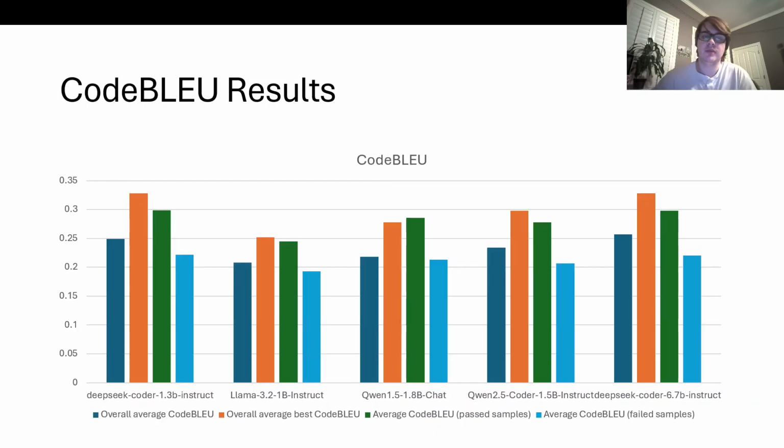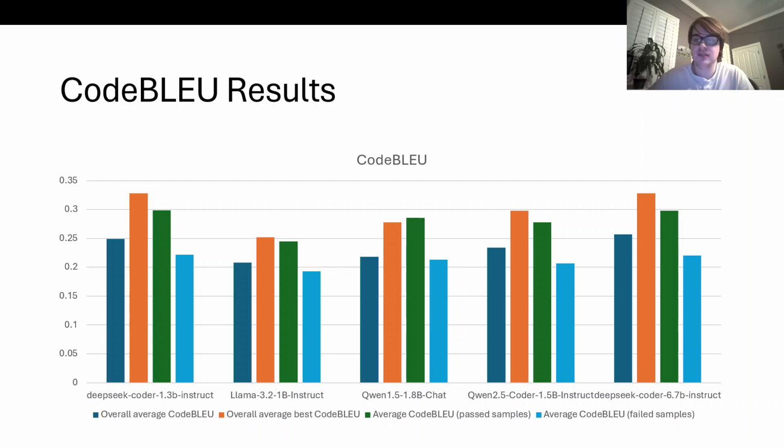Then we have the CodeBLEU results. Starting from the right, we have DeepSeek Coder 6.7 billion. We can see that it scored just over 35% in the average overall best, which is the CodeBLEU from the best of the 5. And then in overall, it scored about 25%.